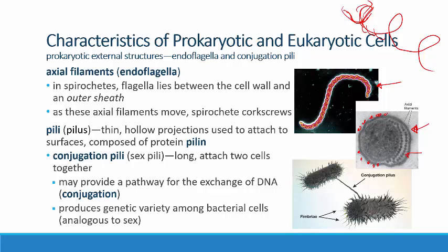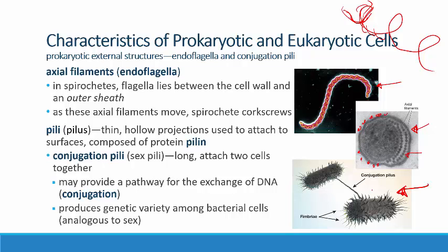We're going to look first at conjugation pili, sometimes referred to as sex pili, because these are very long, and they're used to attach two cells to each other. So here we see two rods, and they are being held together by a conjugation pilus. Each of the bacteria reach out and connect with their pili, and this is understood to provide a pathway for the exchange of plasmid DNA. So it's a way to move some of the DNA that they have between two different bacteria.